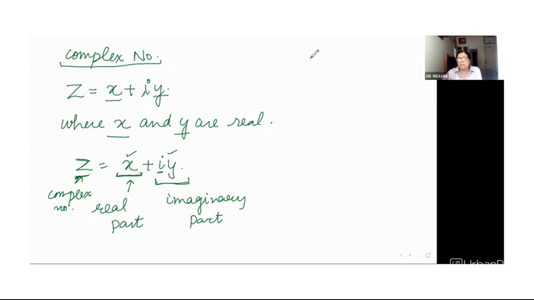You can take examples: z is 2 minus 3 iota. z is minus 5 by 4 plus root 3 iota. So you can use any number in the place of x and y. All of them are real. So this is the formation of a complex number. So let me tell you the basic operations on complex numbers.